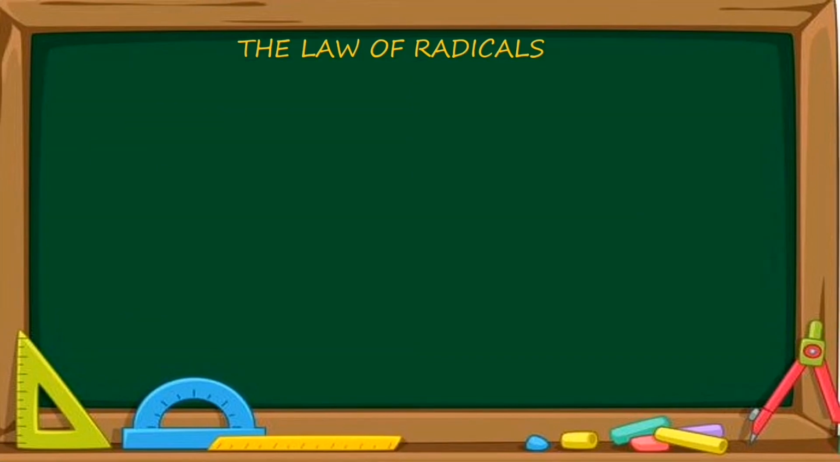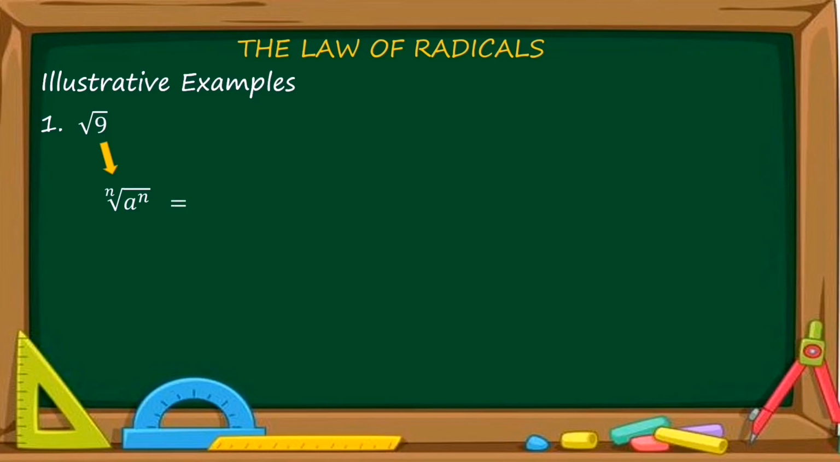Now, let us apply the laws of radicals by answering these illustrative examples. Number 1, square root of 9. To answer this, we will use the first law of radicals, which is the nth root of a raised to n is equal to a. Square root of 9 can be written as the square root of 3 squared, because 3 squared is the same as 9. Then, it is 3 raised to 2 over 2. 2 over 2 is equal to 1. So, our final answer is 3.